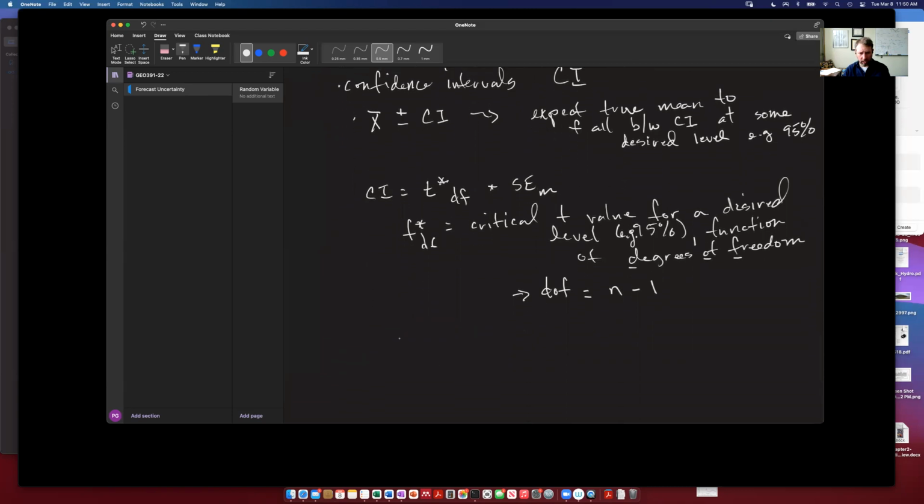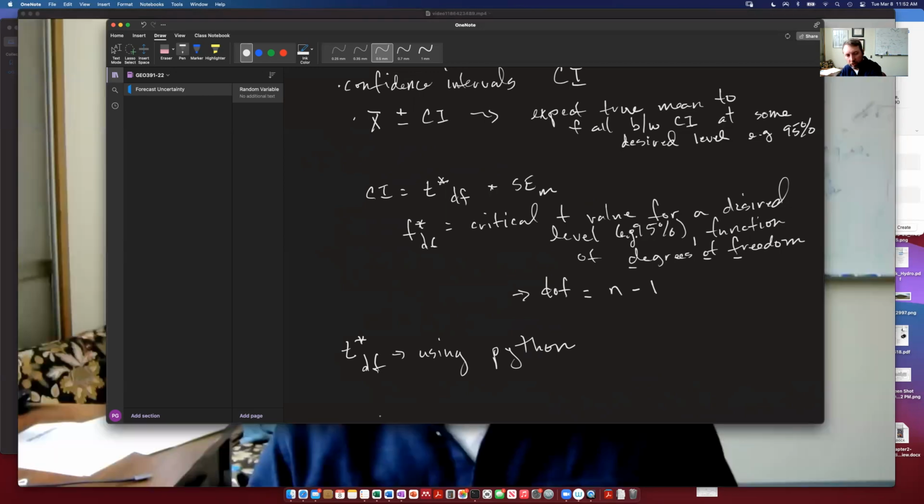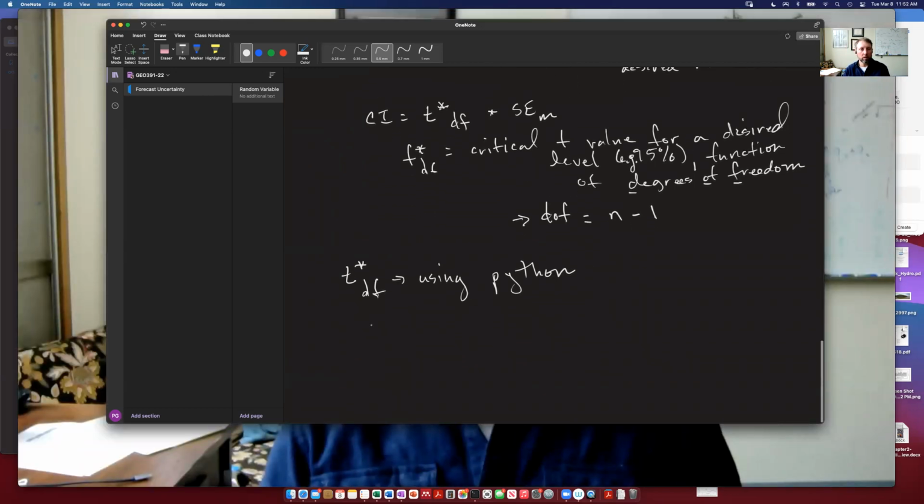All right, so we can calculate t star df. It can be found using a lookup table, or we're going to use Python. All right, and to do that, we're going to import a function from SciPy. So we need to import SciPy. All right, and we can find our t critical.